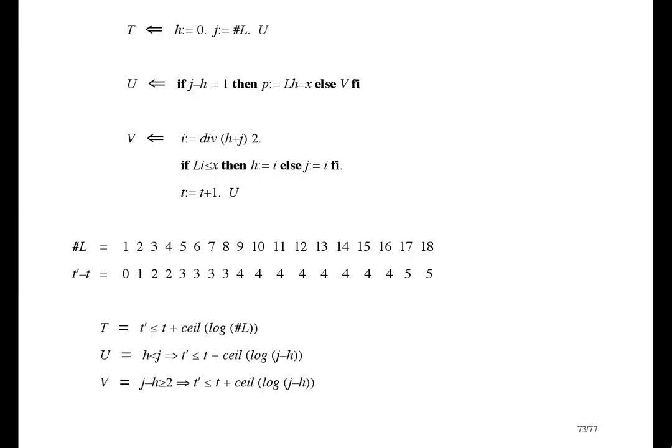For big T, it's the ceiling, that means rounded up, of the log of the length. For U and V, it's the ceiling of the log of the length of the remaining segment.